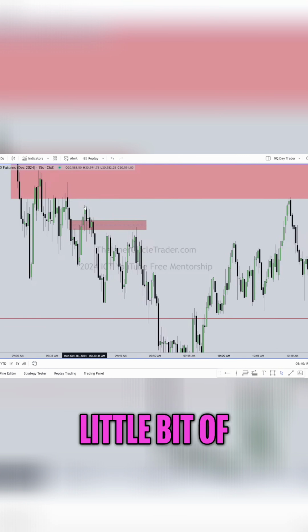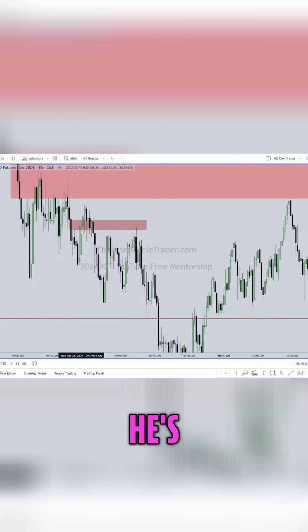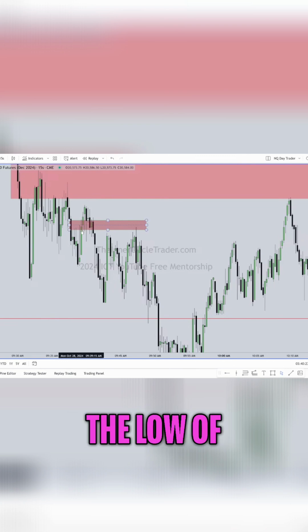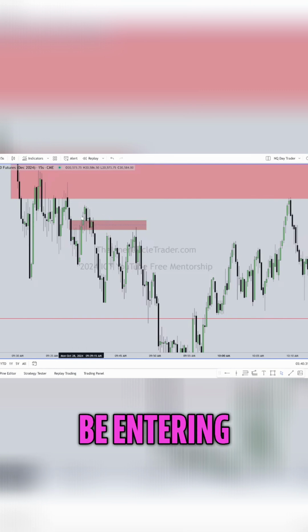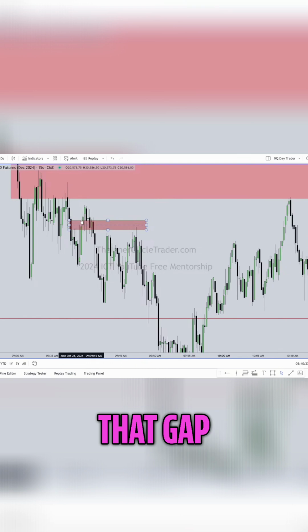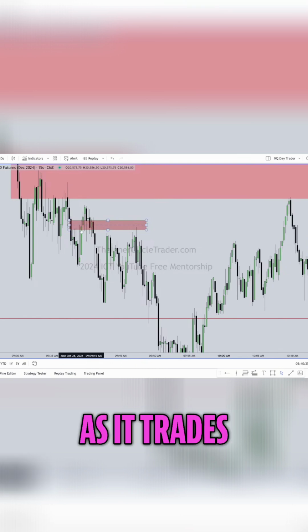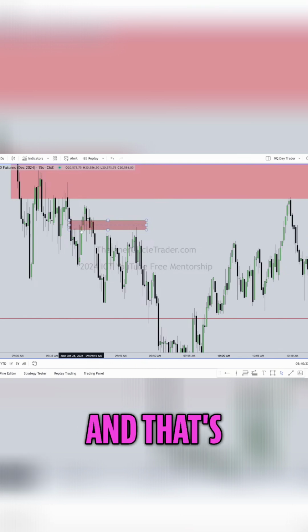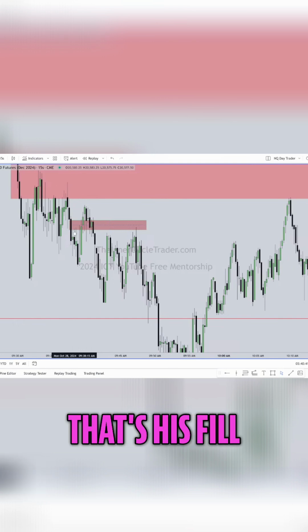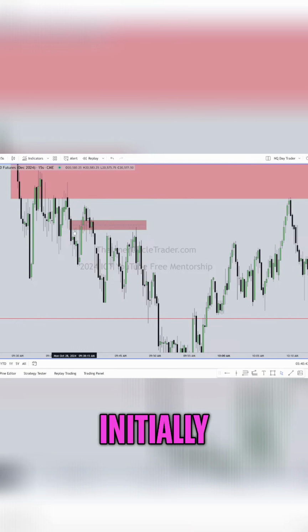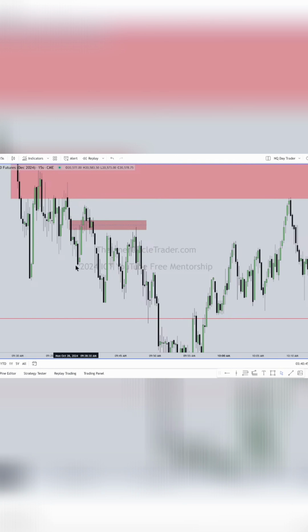Okay. So it has a little bit of heat in here. Remember, he's entering down here at the low of the gap. He's not allowed to do mid gap. He's not allowed to get the high of the gap. He's not allowed to use any mohawks, which would be entering on any wicks above that gap. He has to enter as it trades 1 tick below, and that's his entry. That would be here on that candlestick right there. That's his fill. So he sees initially what? His favor aiming for that low.